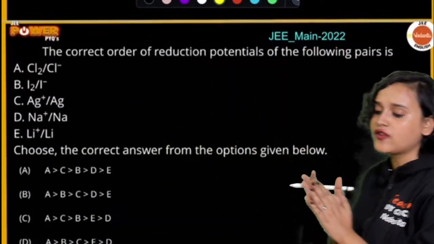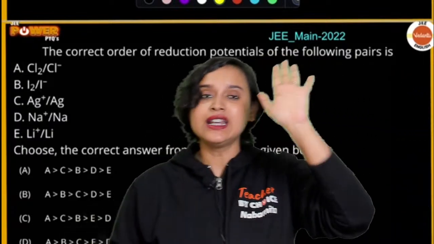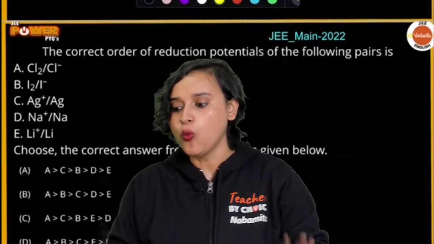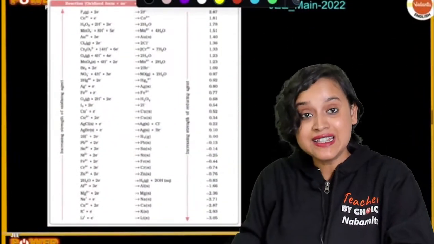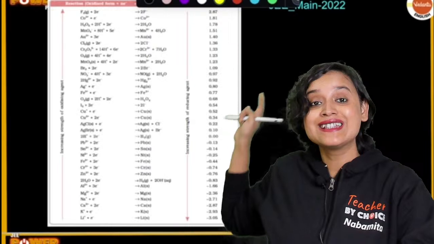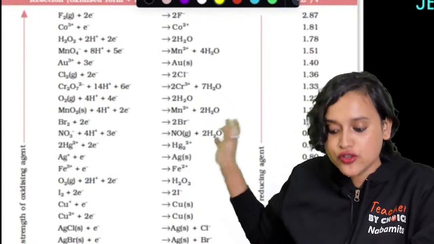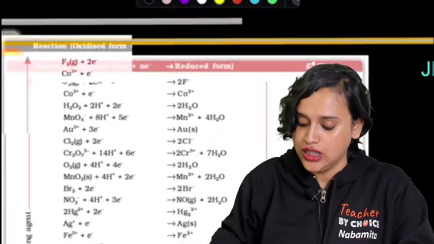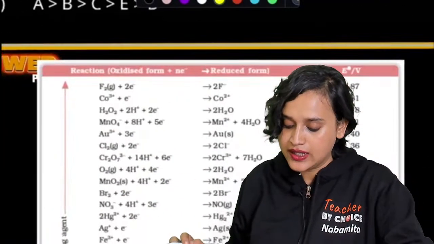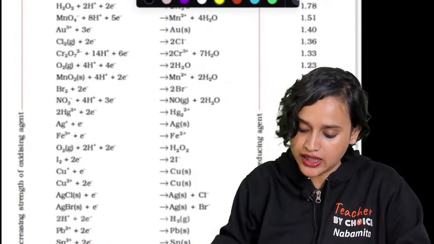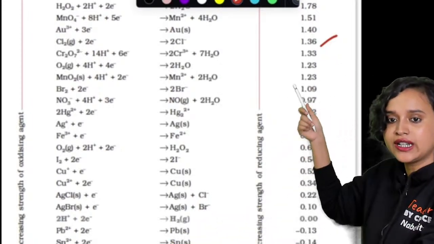The correct order of reduction potential of the following pair is, okay, this question, there is no other easy way. One direct way to do this is, you have in NCERT, everybody, you have this list. This table is present in your NCERT. Now what you have to do, you have to just correlate the data and write that down. The first one that you have here is Cl2 to Cl minus. Where do you have Cl2 to Cl minus? See, right here you have. 1.36 is the value.